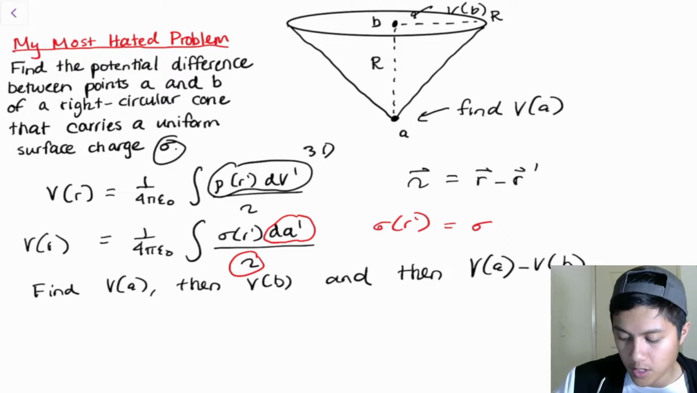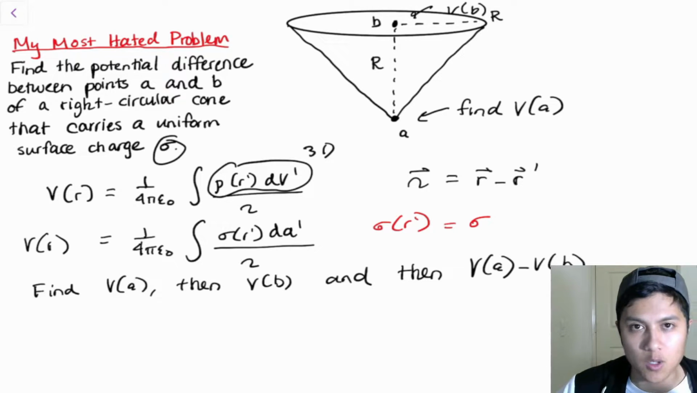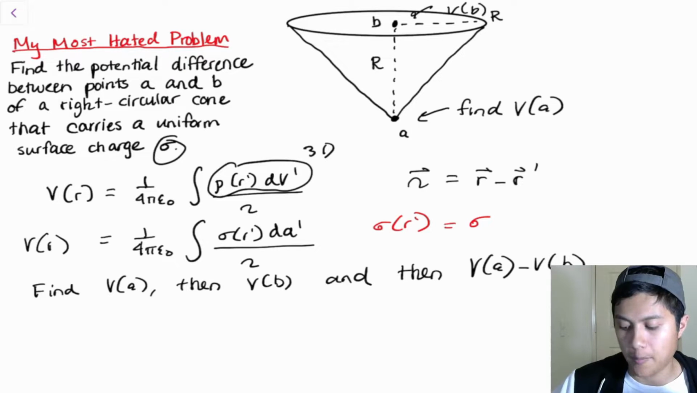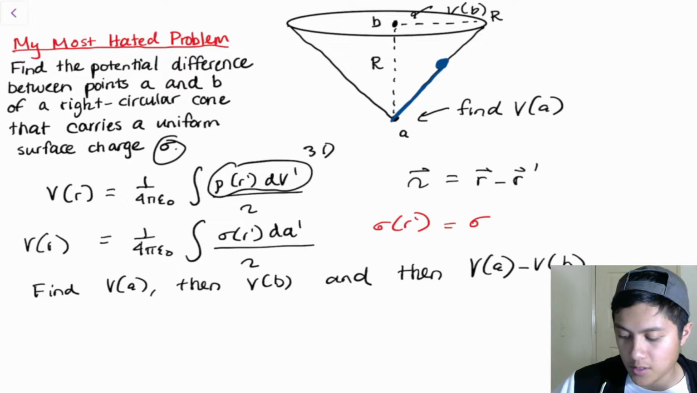If we focus on script r, it means we just pick a point on this cone and represent the coordinates of that point. We're pretty much just going to find a vector that points from a point on the cone to the point at A. That's what script r is going to be. So let's say, for example, I pick this point right here on the cone, and the script r in this case will be this length right there.